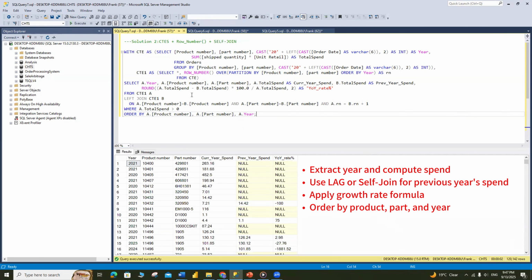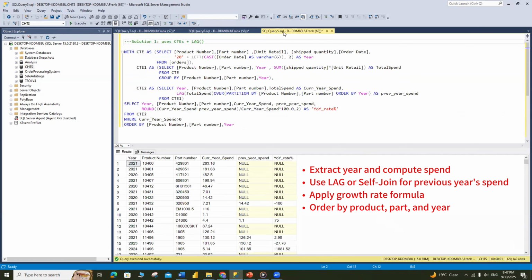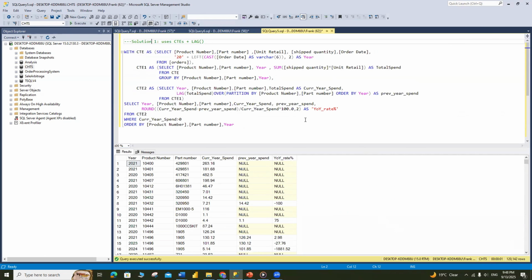To wrap up, we extract year and compute spend. Use lag or self-join for previous year's spend. Apply growth rate formula. Order by product, part, and year. And that's how we calculate the year-on-year growth rate for product sales in SQL.